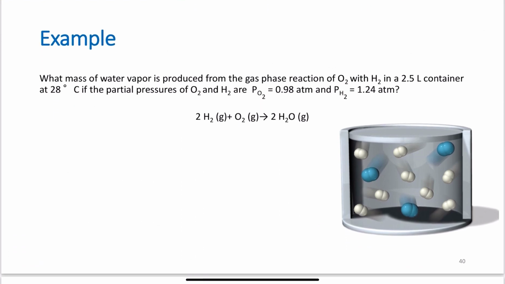Let's do another one. What mass of water vapor is produced from the gas phase reaction of O2 with H2 in a 2.5 liter container, 28 degrees C, if the partial pressures of O2 and H2 are 0.98 atmosphere for O2 and 1.24 atmosphere for hydrogen. So what I need to recognize here is I am given partial pressures for both. I am told 2.5 liter container, 28 degrees C. So I'm given volume and temperature, but I'm given partial pressures for each species, which means this is a limiting reactant example.